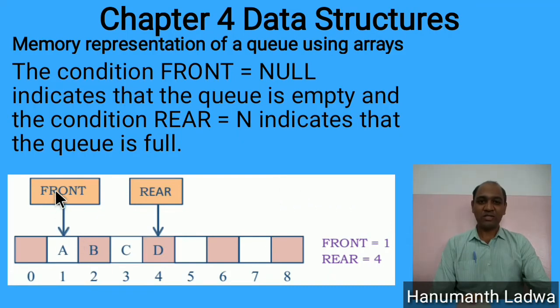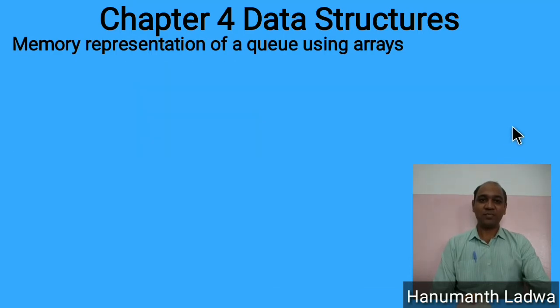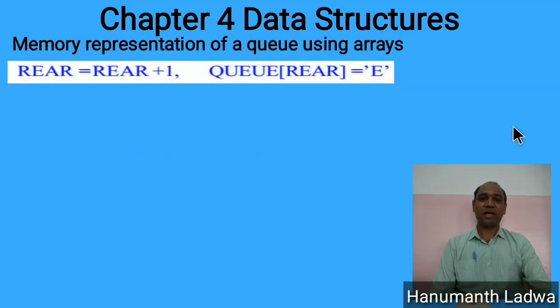Here you can see front is a pointer which is pointing to alphabet A and rear is the pointer which is pointing to D. So from this particular end the elements will get inserted. So let us see how to insert the element. So here you can say rear is equal to rear plus 1. Means what? We are incrementing the value of rear by 1 so that we are pointing to the next location so that we can insert one more element.